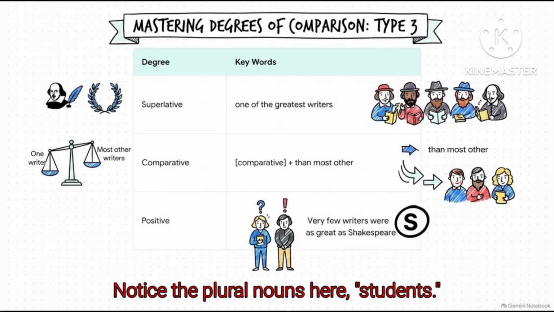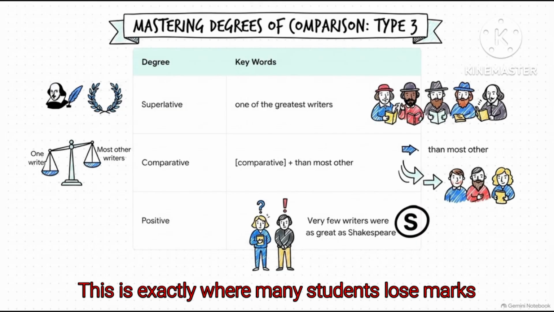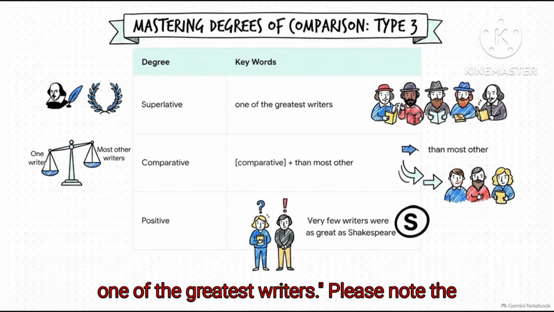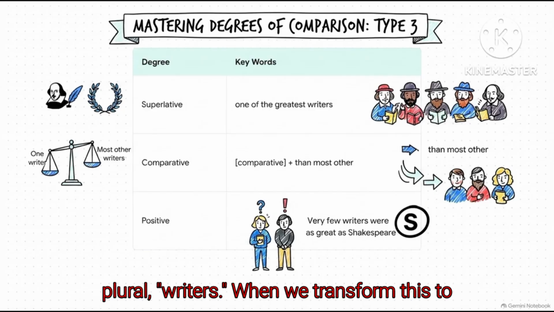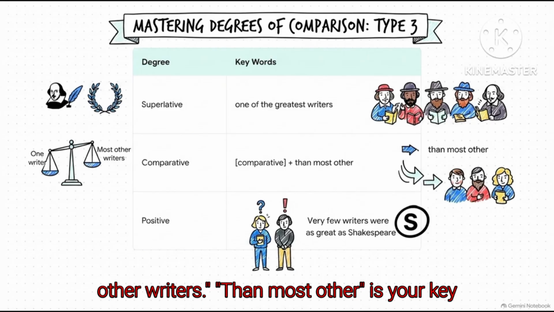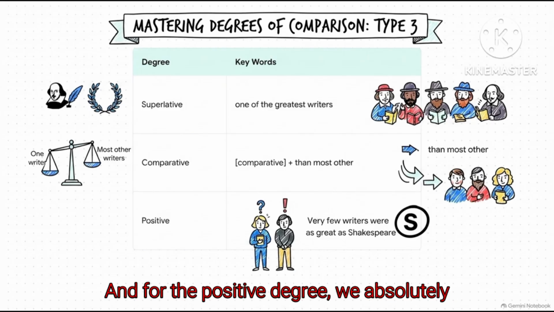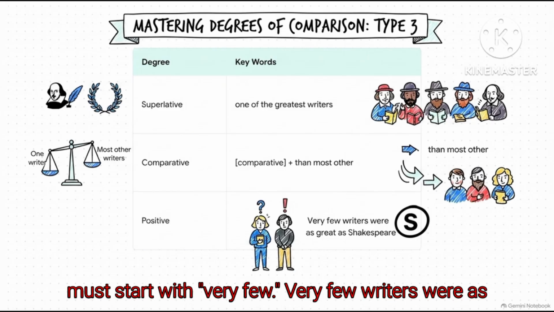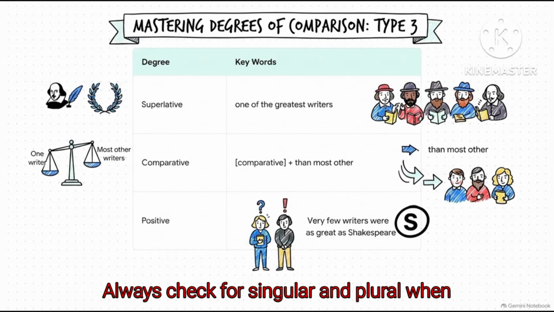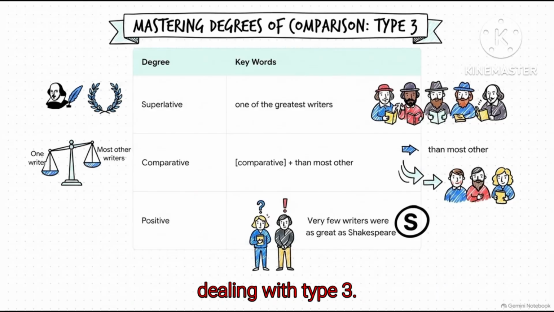Notice the plural nouns here, students. This is exactly where many students lose marks in the exam. In superlative, we say, Shakespeare was one of the greatest writers. Please note the plural, writers. When we transform this to comparative, it becomes greater than most other writers. Than most other is your key phrase here. And for the positive degree, we absolutely must start with very few. Very few writers were as great as Shakespeare. Keep the S on writers. Always check for singular and plural when dealing with Type 3.